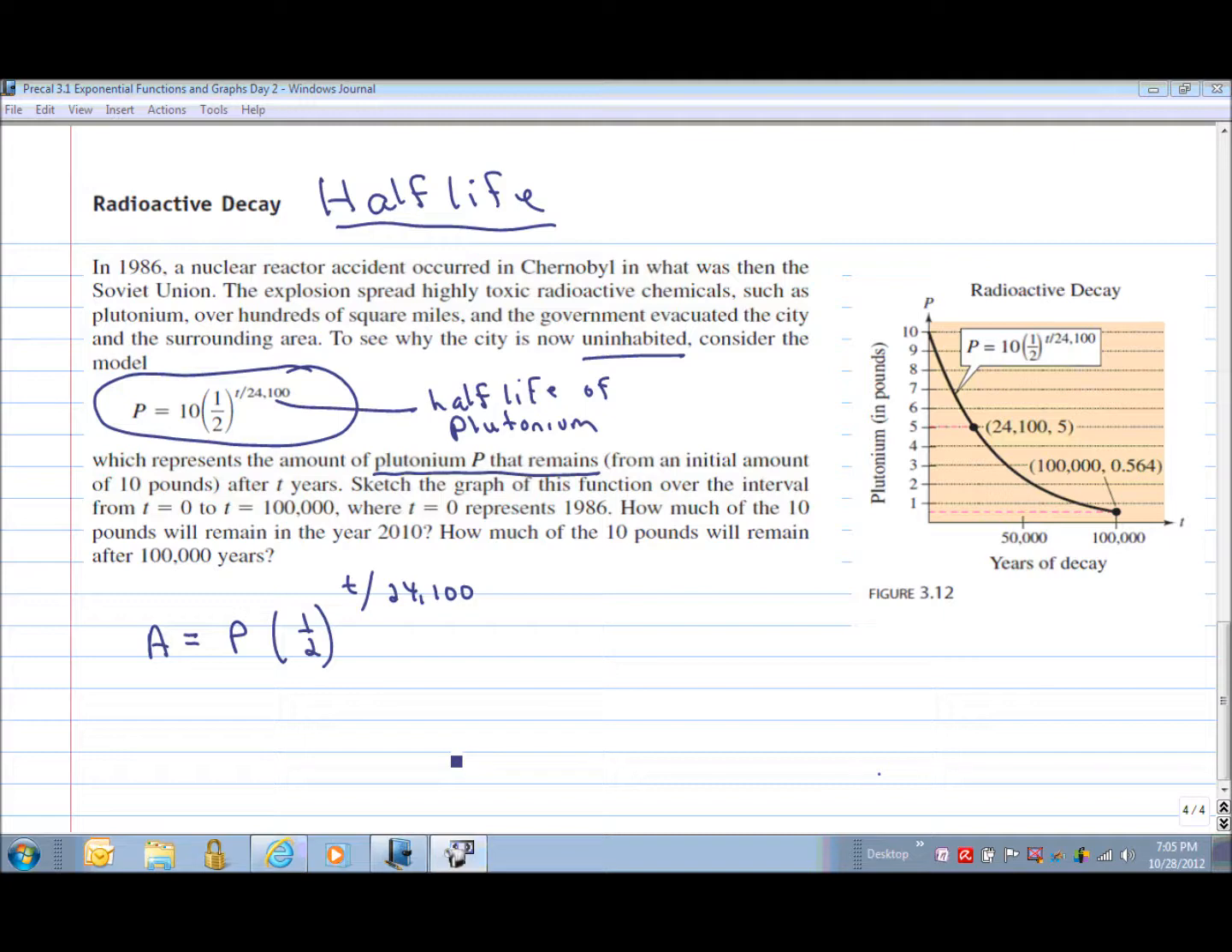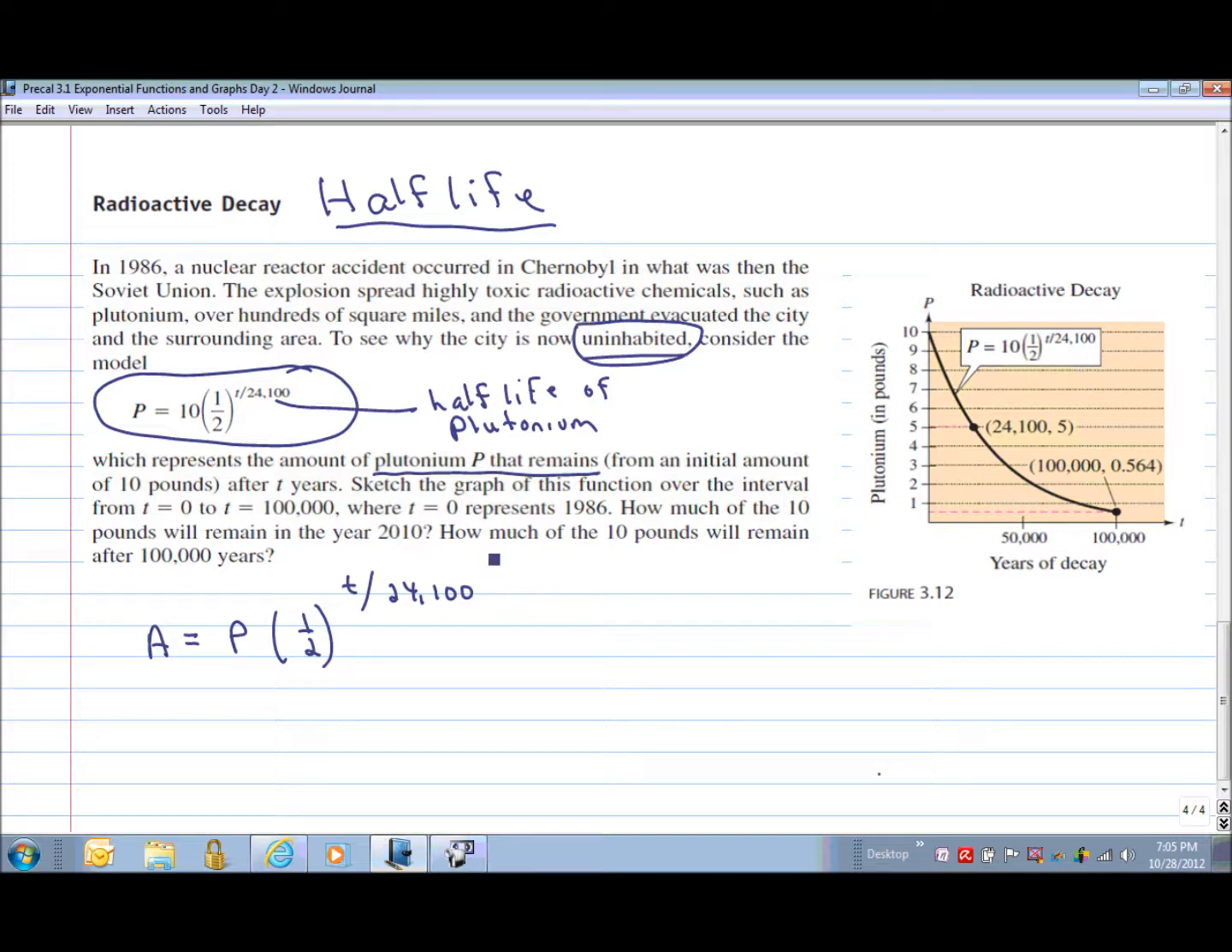So let's take a look at what happened over here. If we plugged in different points in time, this would be years of decay. It takes almost 24,000 years to get to half of the original. It would take almost 100,000 years to get below 1 pound from the initial amount of 10 pounds. That is why that city is still uninhabited, because there's still too much radiation in the area.